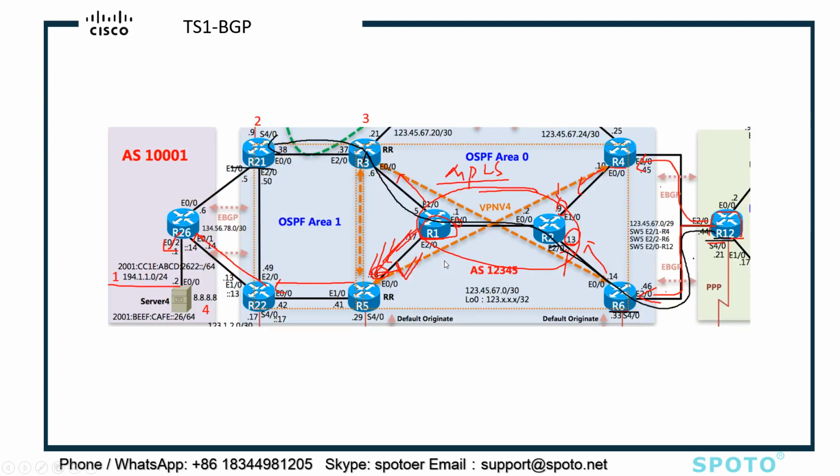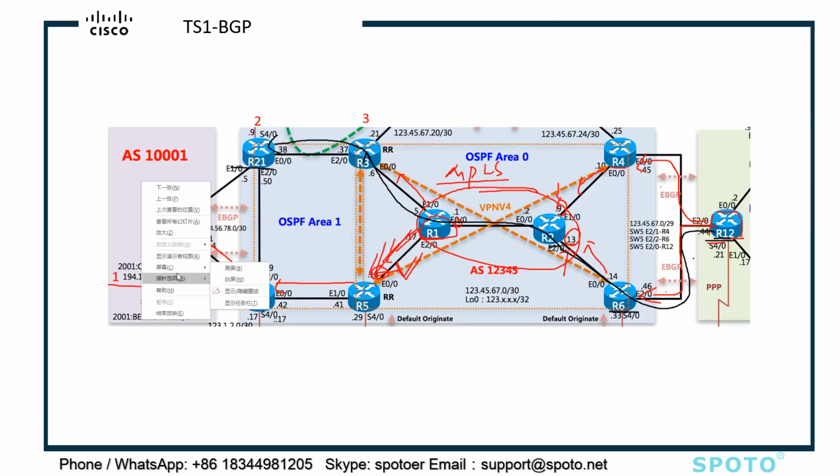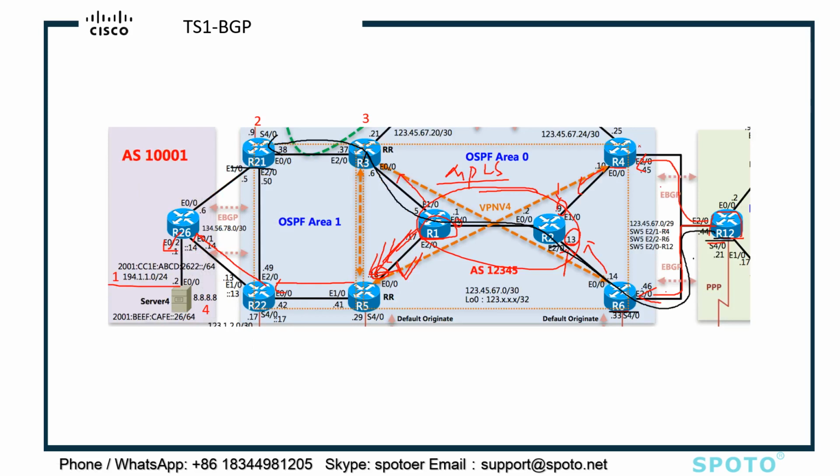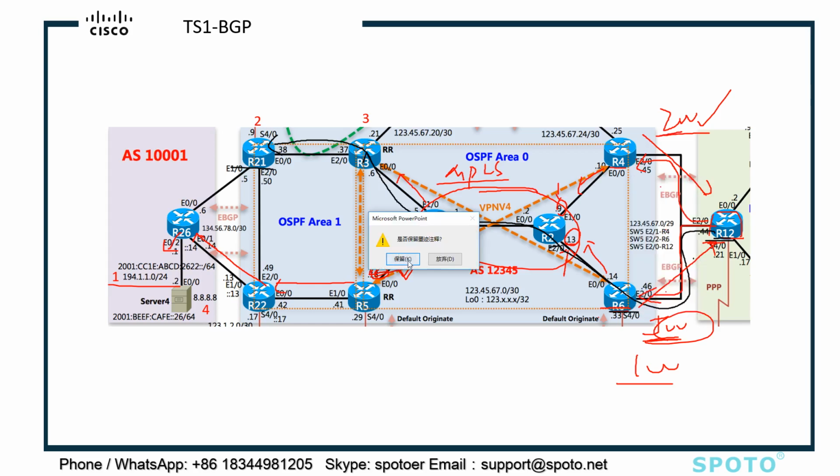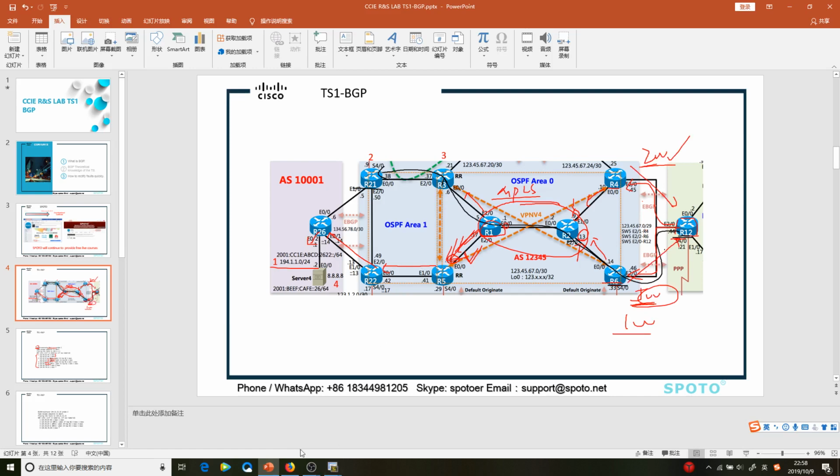So when R4 sends the packet to R12 here, the metric is 200, and when R6 sends it to R12, the metric is 500. So R12 will select this one as the optimal path, so we need to change the metric in these two different routers. We need to change the metric of R6 to 100, that's less than the metric of R4 here. Okay, so we need to check it and change it here.